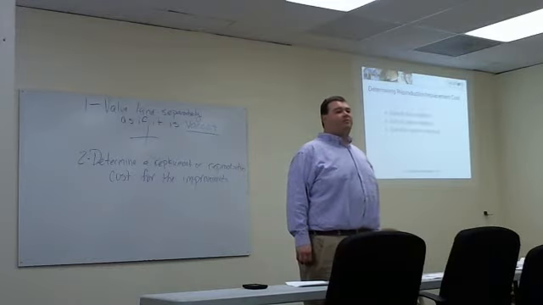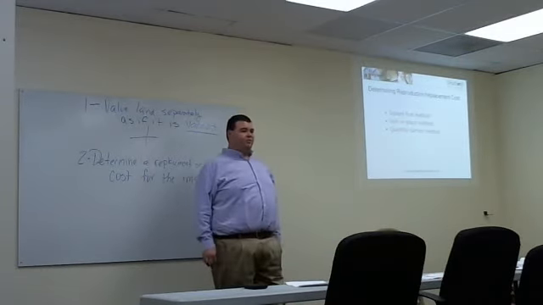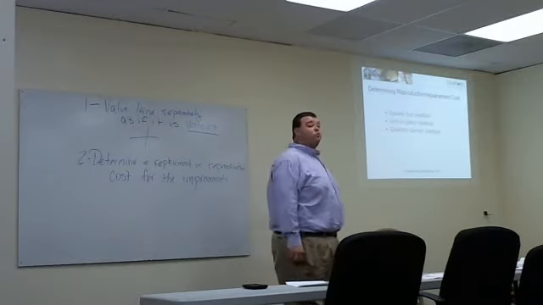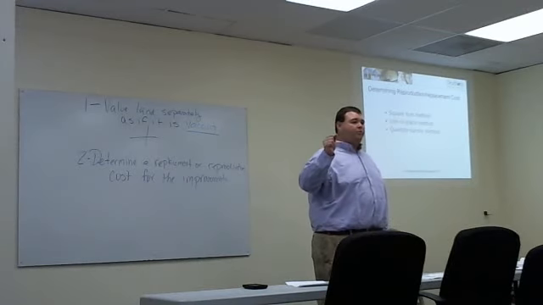What kind of property would that be useful for? Historic properties. With historic properties, we use reproduction cost. For everything else, we use replacement cost. Does everybody see the difference between the two?